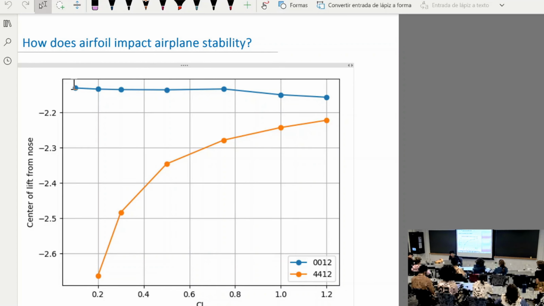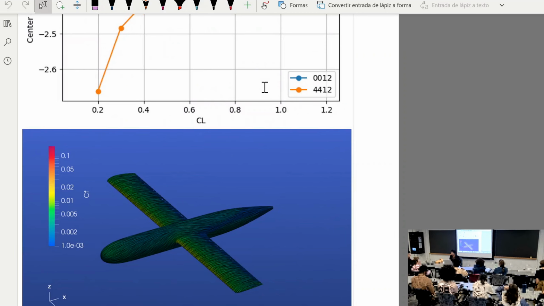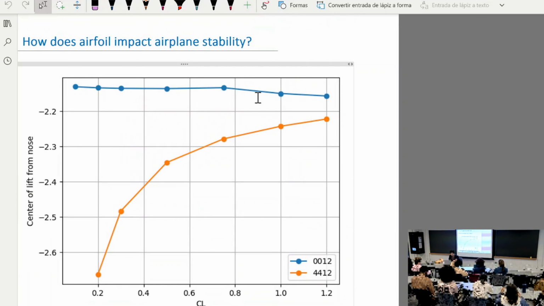For the symmetric airfoil, there is a little bit of change, because thin airfoil theory is not going to be exact, and the fuselage isn't exactly providing zero moment, right? There is some force on the fuselage. But you're going to see that what we predict from thin airfoil theory is not that wrong, in the sense that the center of lift from the nose doesn't change that much as you change the CL from 0.1 to 1.2, right?